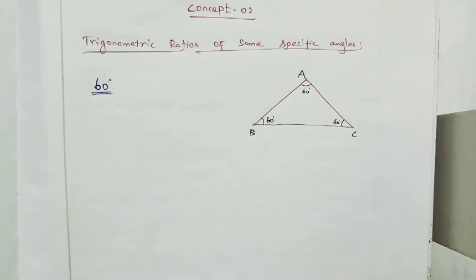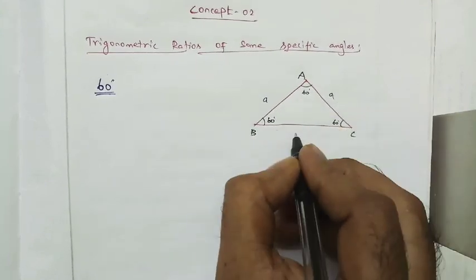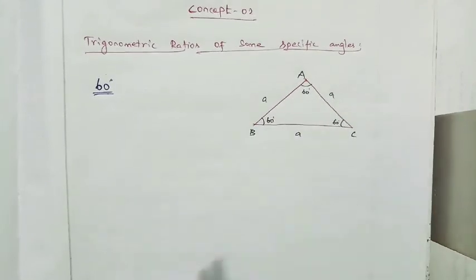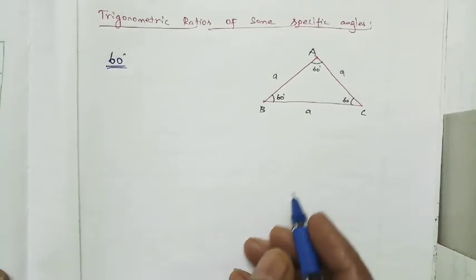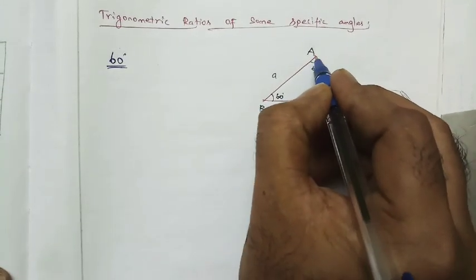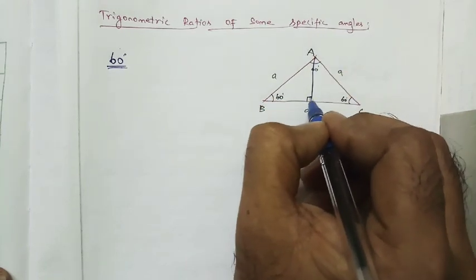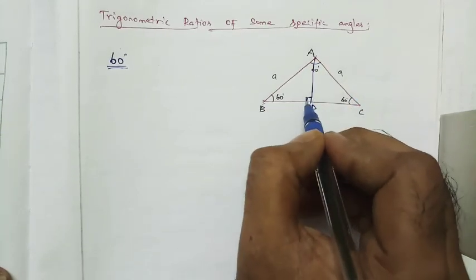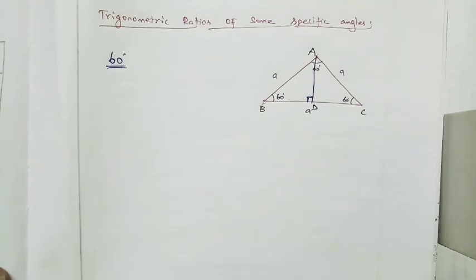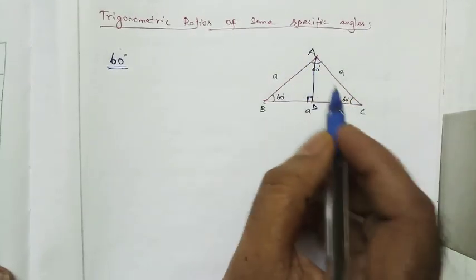Now all three sides are equal. I don't know the measurement of each side, but I'm just assuming all three sides are equal. I'm just taking that as A centimeters. The three sides are nothing but A. And I'm constructing a perpendicular line from A to BC, and I'm giving it the name D. Now ADB is a right angle triangle.